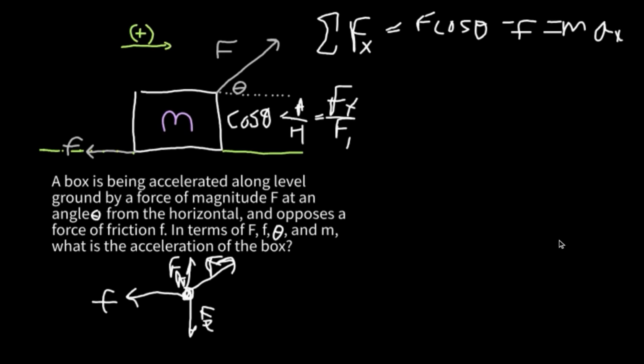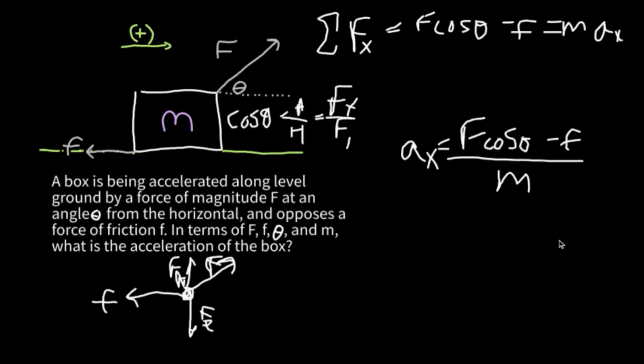So we want to know acceleration, so you just divide both sides by mass. You get F cosine theta minus the force of friction, divided by the mass of the box, and that is the answer.